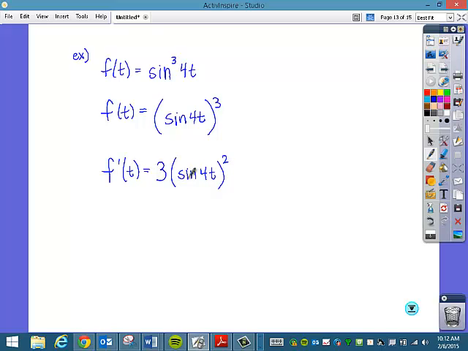And then now I need to take the derivative of what's inside my parentheses. So remember, this is not sine of x, or not sine of t, it's sine of 4t. So remember, this is the thing with the u's. So the derivative of sine is cosine. You keep the 4t the same. And then you have to multiply by the derivative of 4t, which is 4.